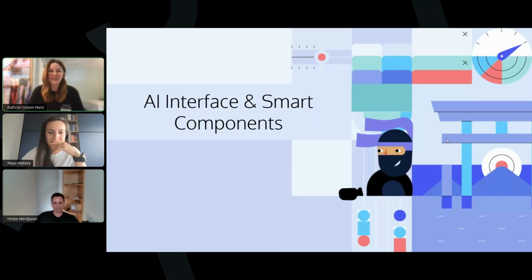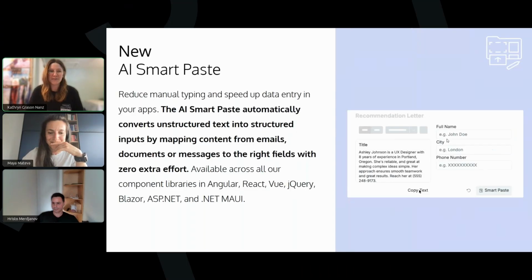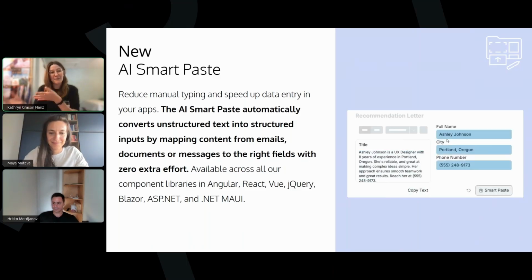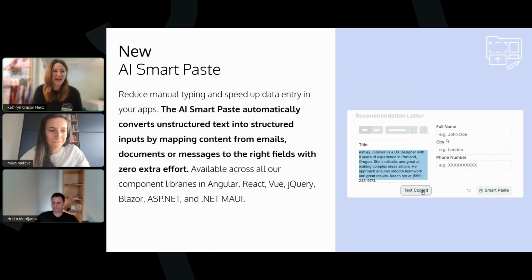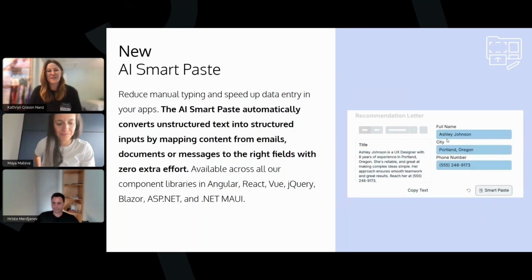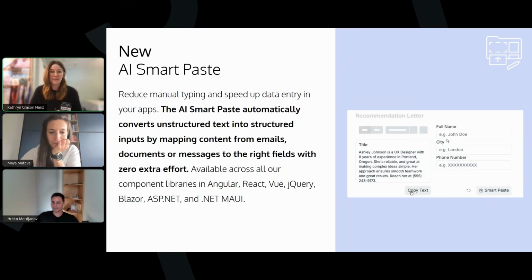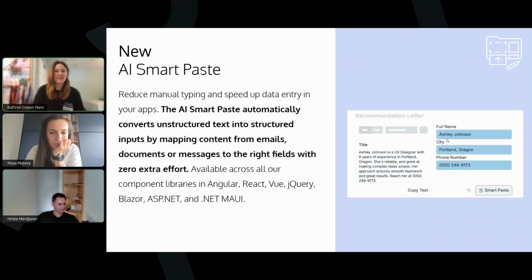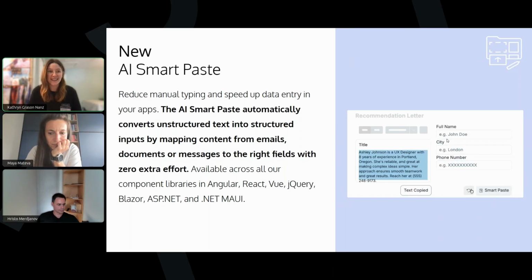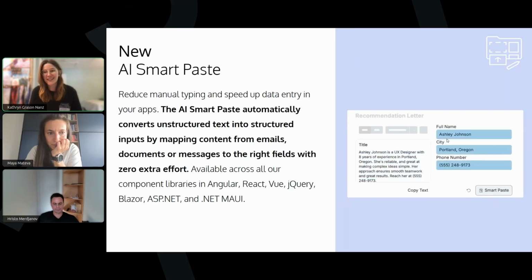Moving on, we now have some exciting new AI interface and smart components available. While the previous section was about how we are helping you AI empower your own workflow, this is about the new components that we have in the applications that you're building so that you can empower your users. The first one is our new AI Smart Paste. This allows you to convert unstructured text into structured inputs by automatically mapping the content from emails, documents, or messages to the right field without any extra effort on your users' parts.